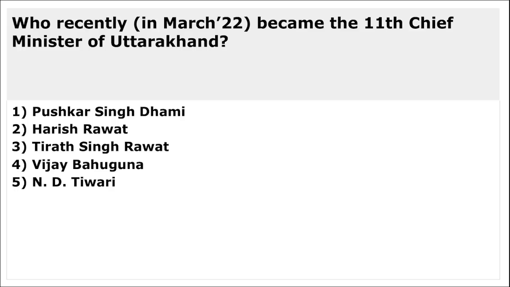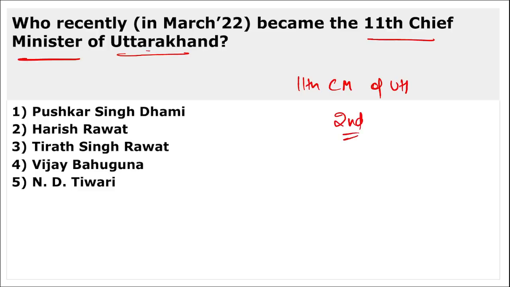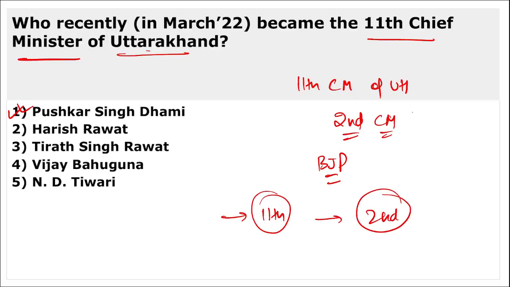Moving on. Who recently became the 11th Chief Minister of Uttarakhand? The 11th CM of Uttarakhand has also been appointed as Chief Minister for the second time. He is Dash. Tell me. Pushkar Singh Dhami. Alright. He is of BJP, that is Bharatiya Janata Party, and son of an ex-serviceman. He took oath as the 11th Chief Minister of Uttarakhand for a second consecutive term. As I told you, this is his second consecutive term.